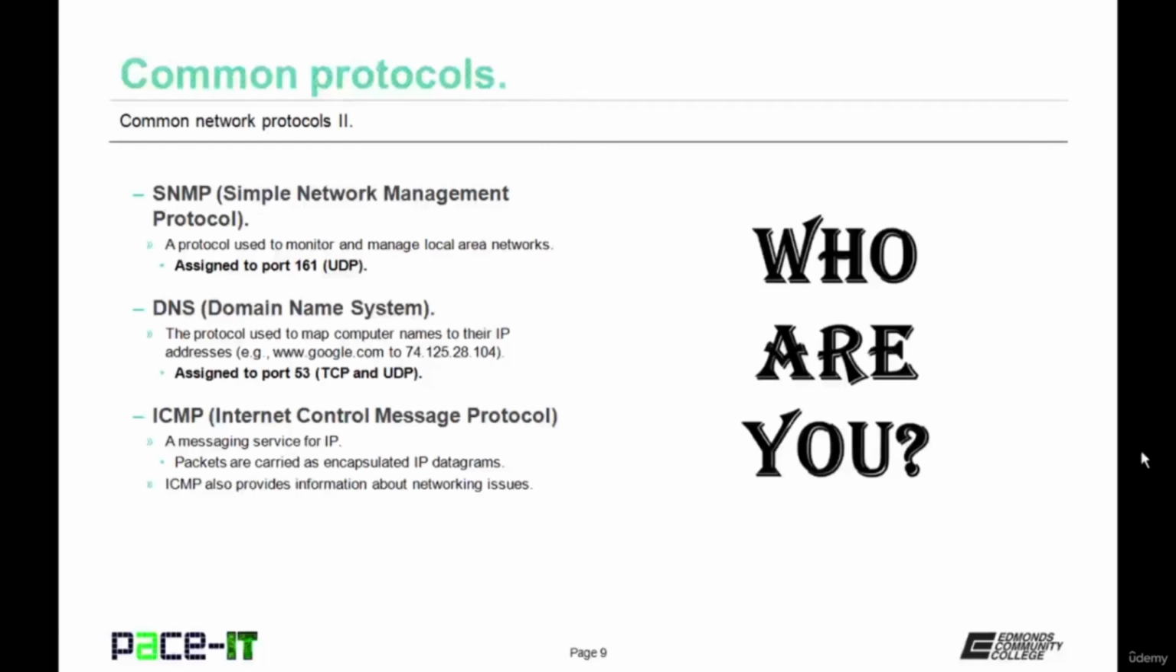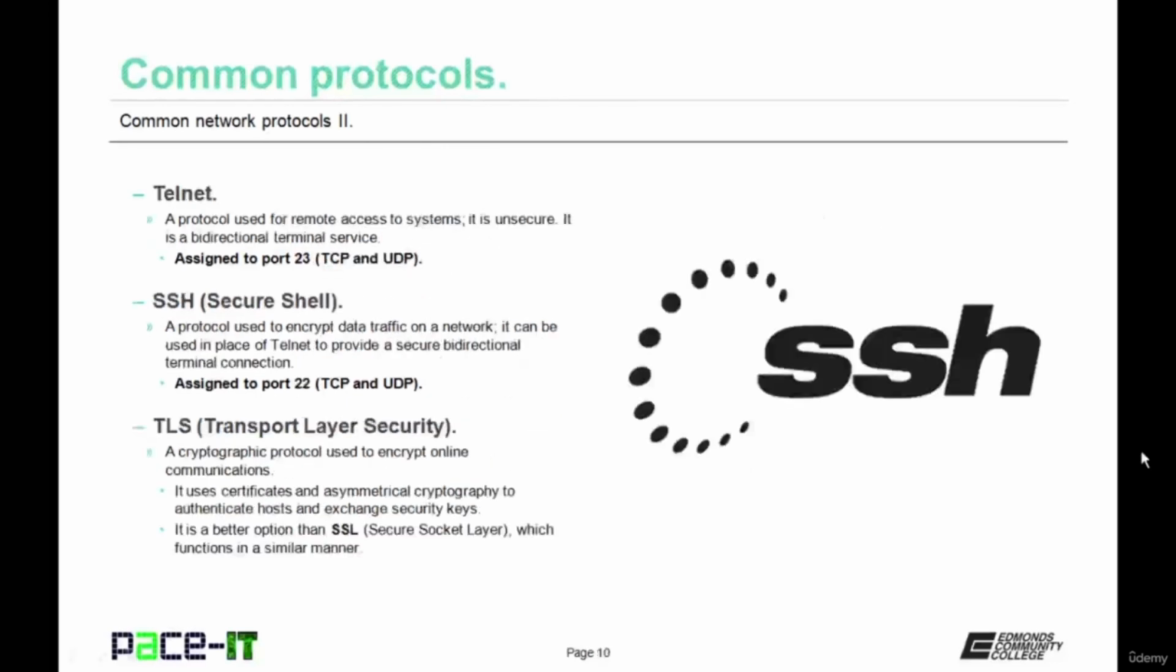Then we have ICMP, Internet Control Message Protocol. It's a messaging service for Internet Protocol. The ICMP packets are carried as encapsulated IP datagrams. ICMP also provides information about networking issues. ICMP is not assigned to a default port, but it is still a common protocol.